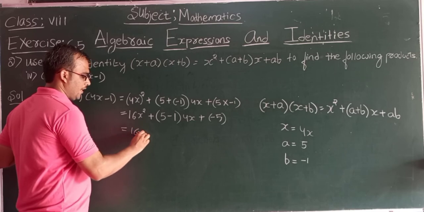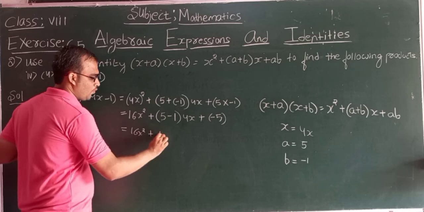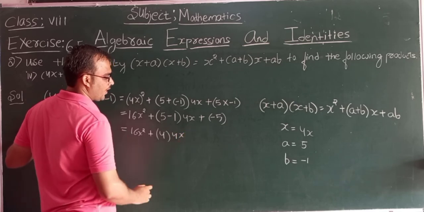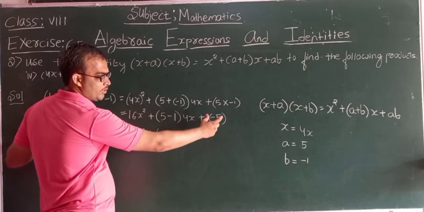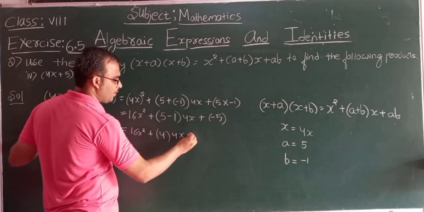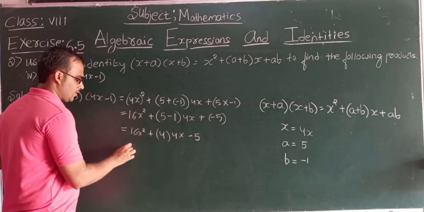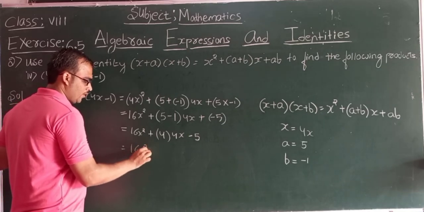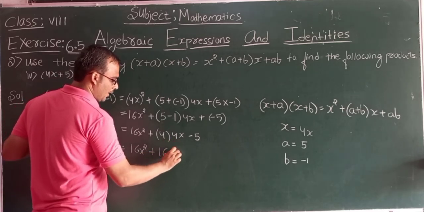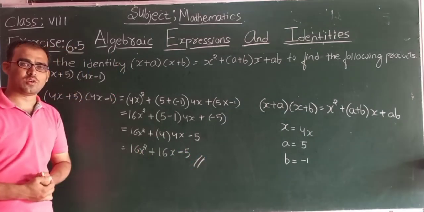Now 16x square plus 4. 5 minus 1 will be 4, and here 4x is there. Okay, now again here bracket, no? As I told you, negative numbers come means you have to write in bracket, and again here bracket. So plus into minus will be minus, and here what is there? 5 is there. Next 16x square plus 4 4s are 16x. Next, minus. This will be the solution of the fourth problem.